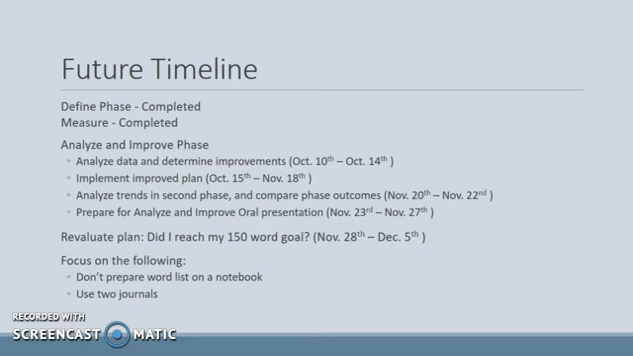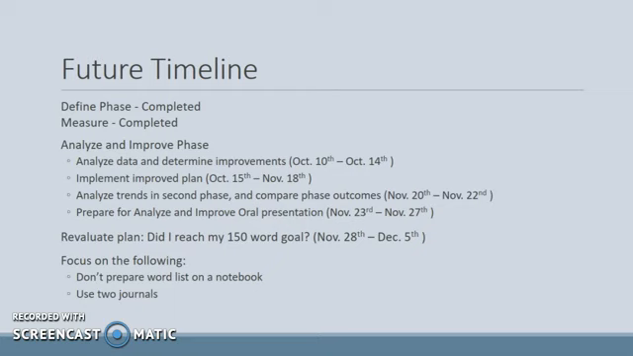And then to analyze those trends and to figure out if there was a change by improving and making these changes in this goal and enacting a Six Sigma plan. So that would be November 20th to 22nd, and then prepare for my oral presentation for the analyze and improve phase, which is then due November 27th, and then prepare for the final project. Overall, because I want to extend this beyond just this, I'll reevaluate the plan at the middle of December, and ask did I reach my goal, and how can I improve that?